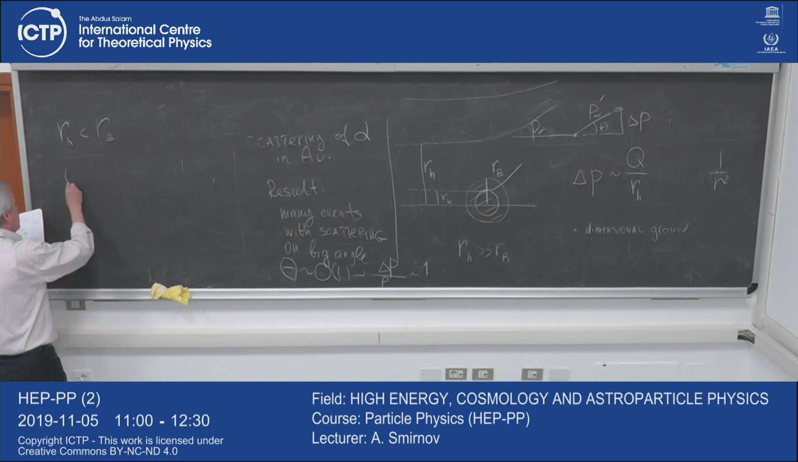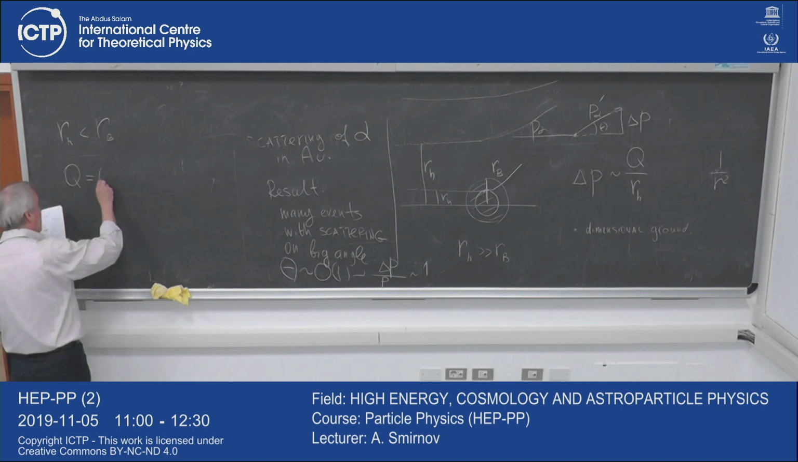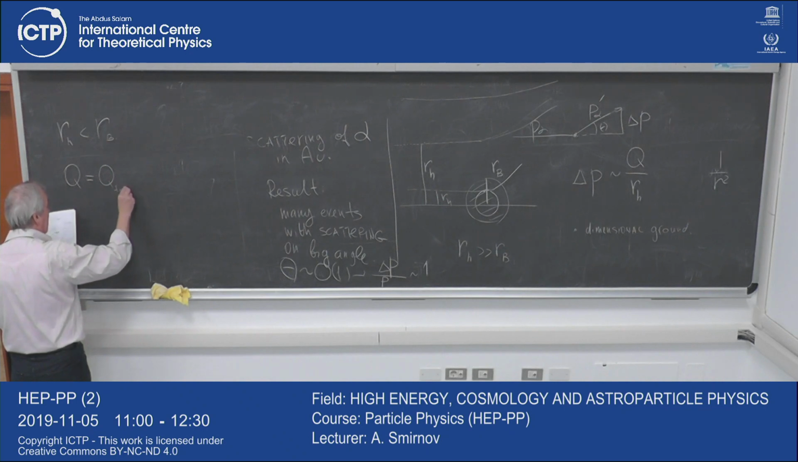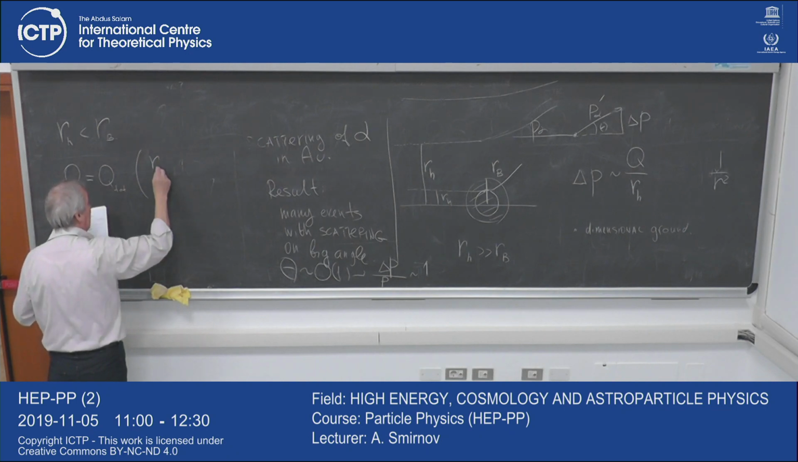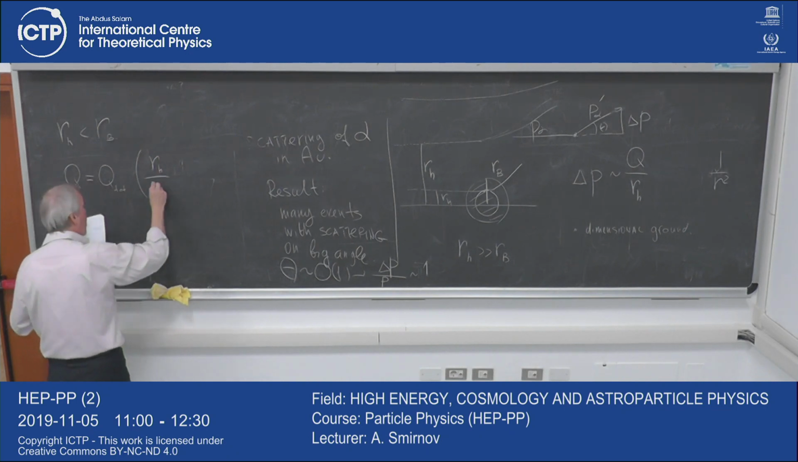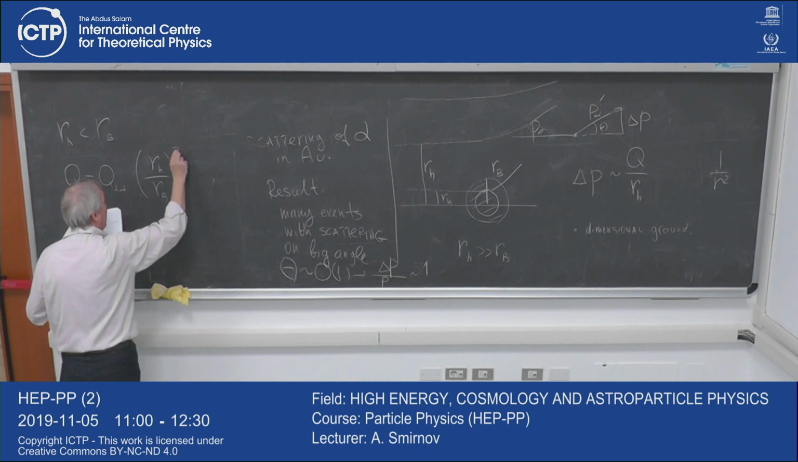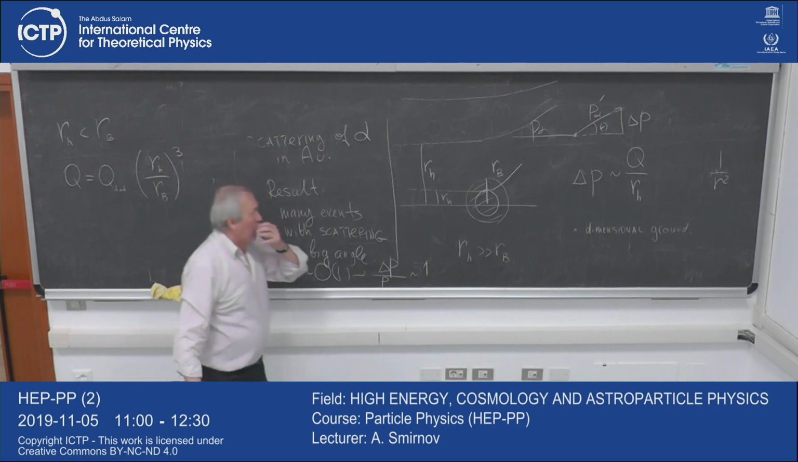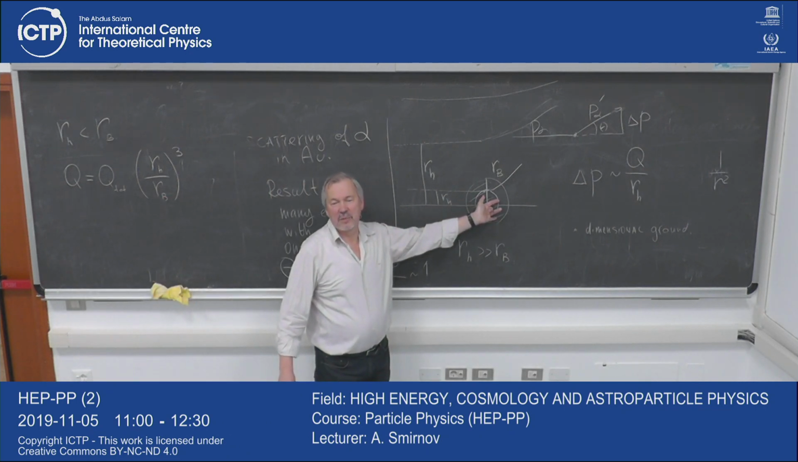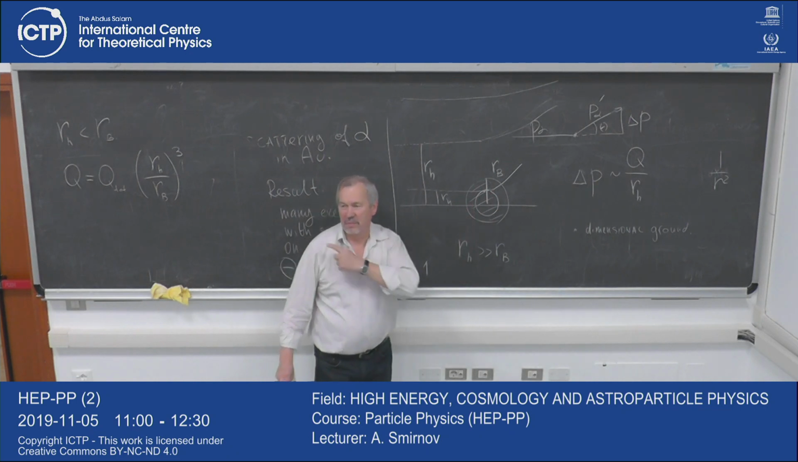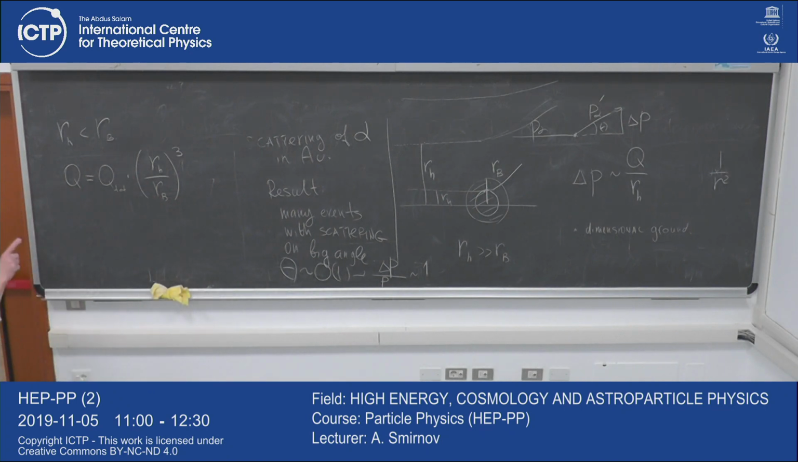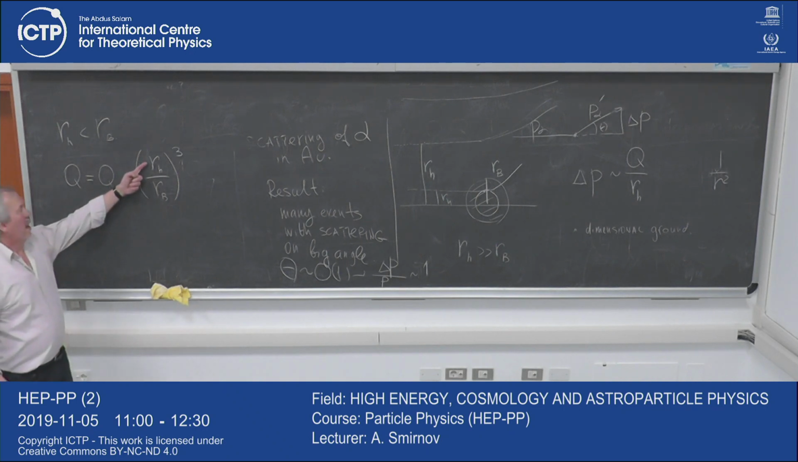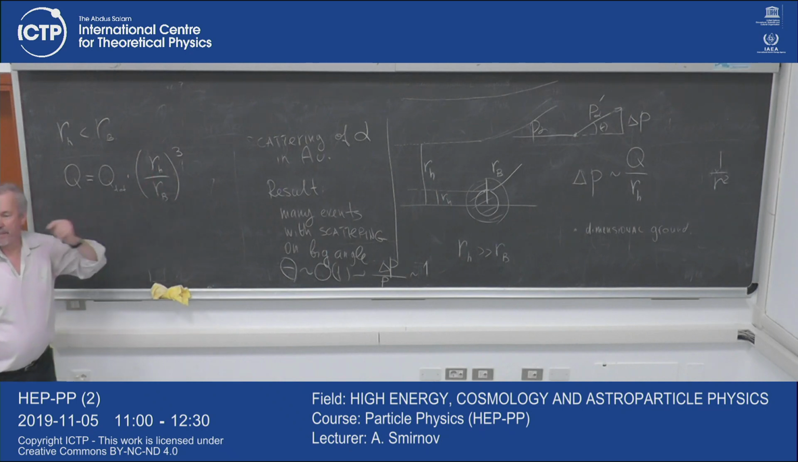In this case, the charge will be given by the total charge Q multiplied by R_H over R_B, cubed. I just computed the volume of this sphere, and I assume that the distribution of the charge is uniform. Then I get this answer, right? So the charge which will act on our particle will be reduced by R_H over R_B in the third power.